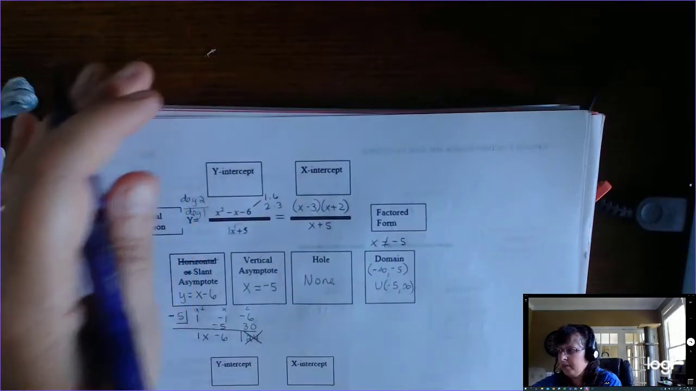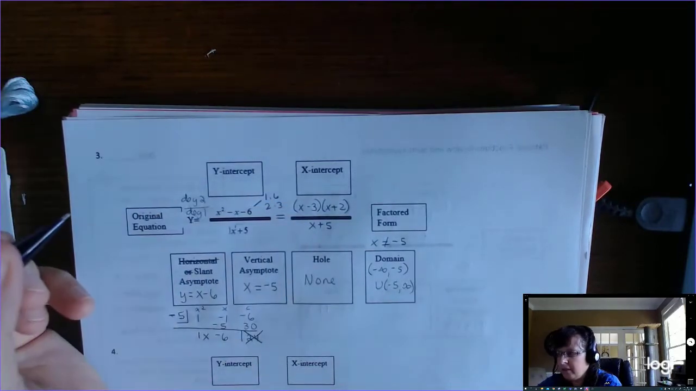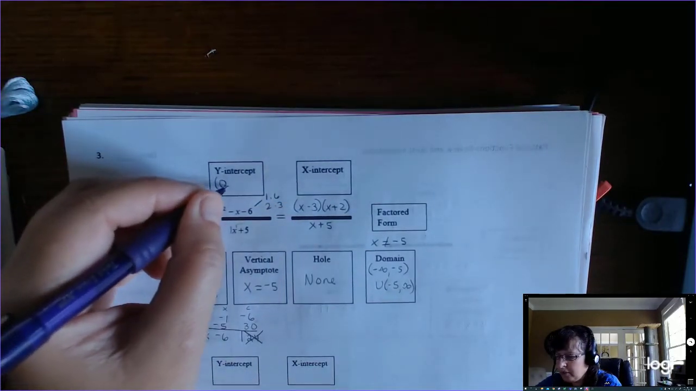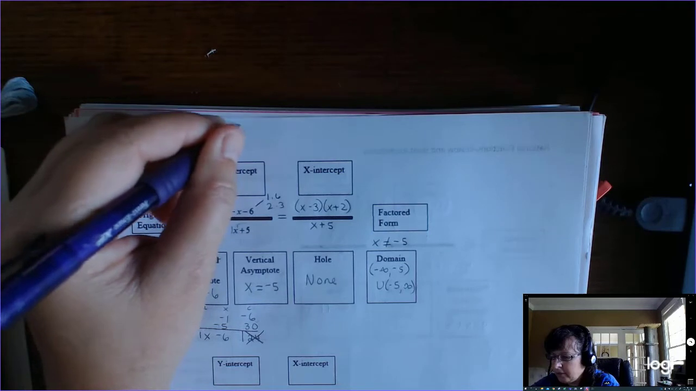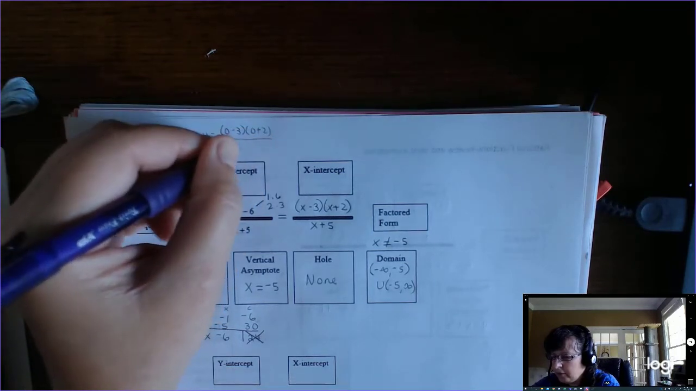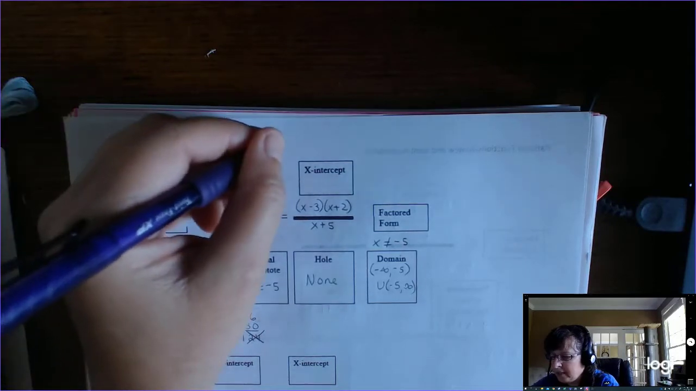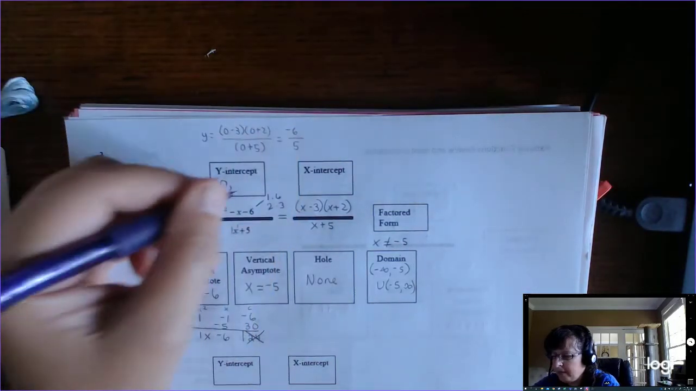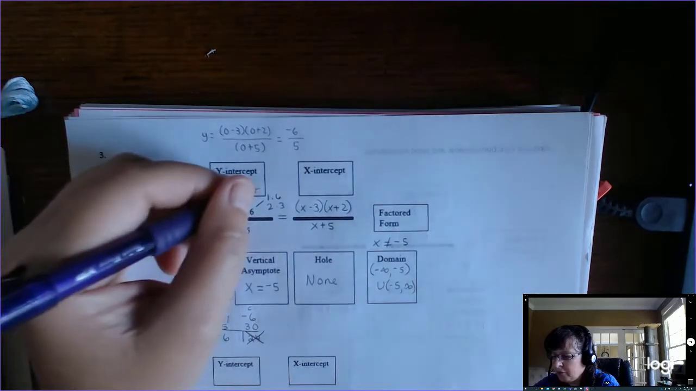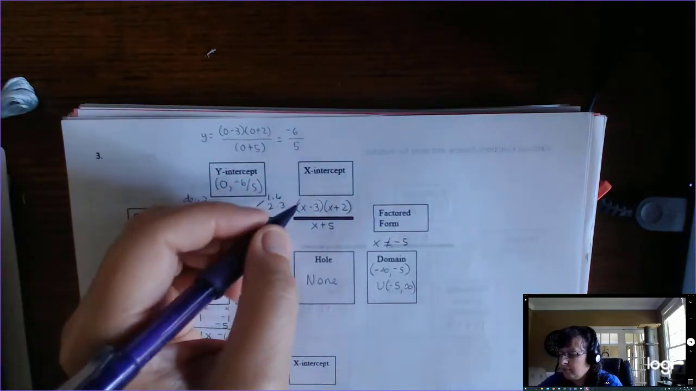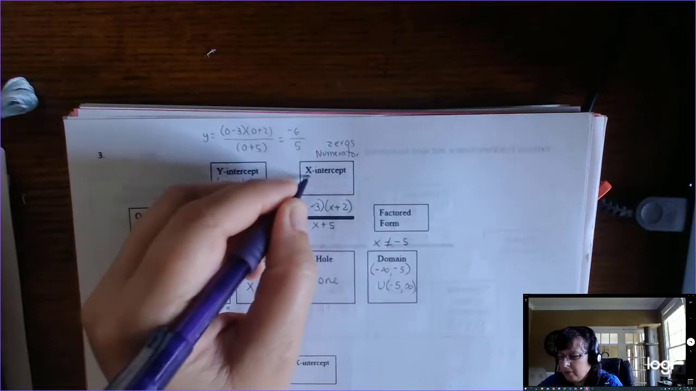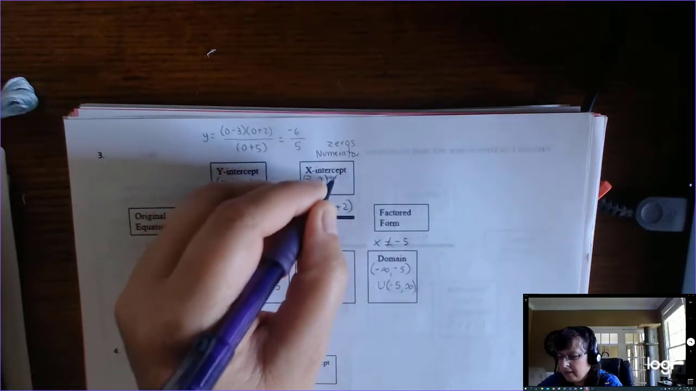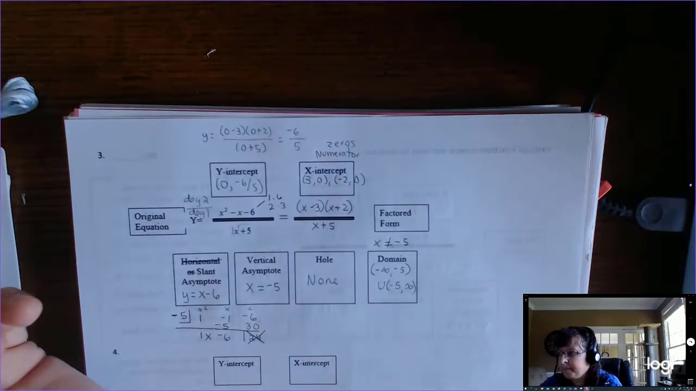Okay, now back to this. We have a little bit more tricky y-intercept because you don't have a nice reduced function. So remember, you're just going to have to put 0 everywhere you see an x. So y equals 0 minus 3 times 0 plus 2 over 0 plus 5. So that's negative 6 over 5. So that's your y-intercept. Your x-intercept, remember, it just comes from the numerator. It's the zeros of the numerator. So you've got 3, 0 and negative 2, 0.